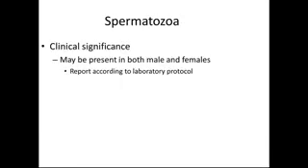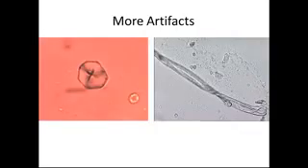Sperm, the clinical significance: it may be present in both male and female, and you should record this according to your lab protocol. And then there can also be artifacts within our slides, and a lot of times what shows up is hairs, which can look somewhat like this.